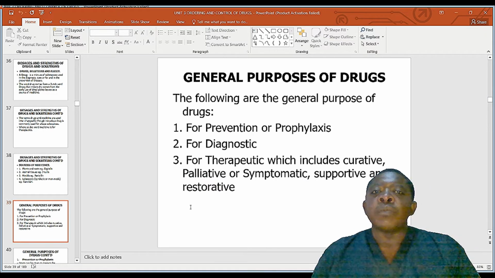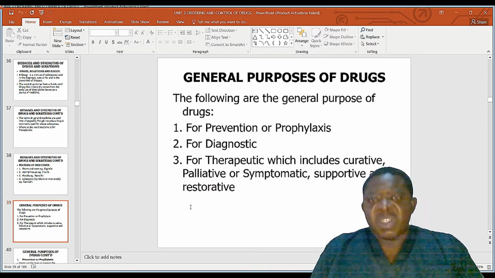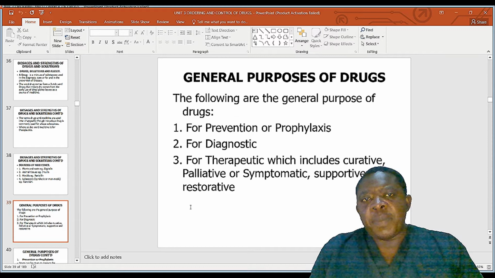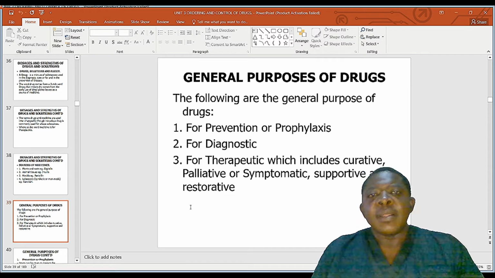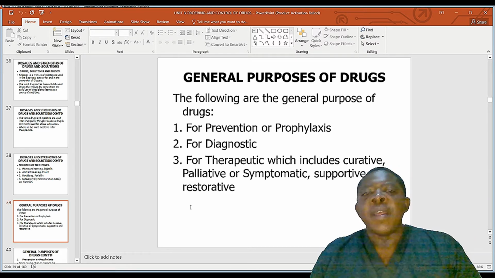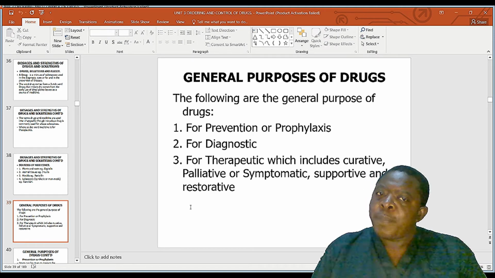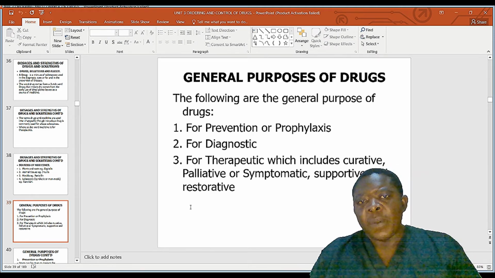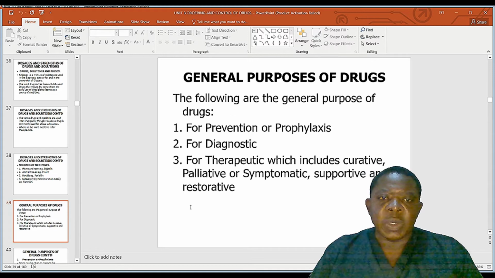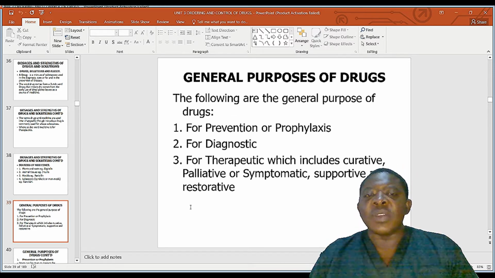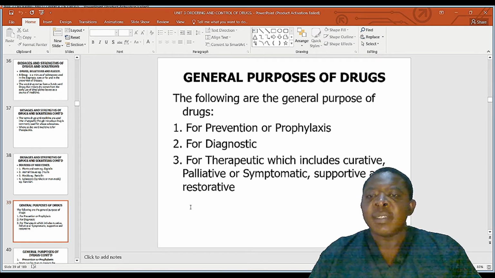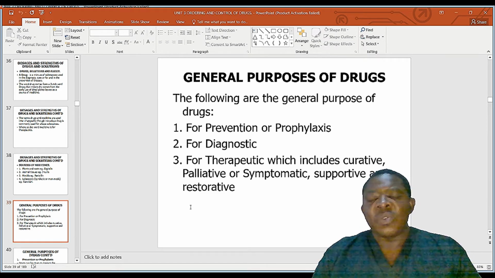So the general purpose of drugs. Let us now look at the general purpose of drugs. The following are the general purposes of drugs. That is for prevention or prophylaxis. Then the other general purpose is for diagnosis. Then the third one is for therapeutic, which includes curative, palliative, symptomatic, supportive, and restorative.